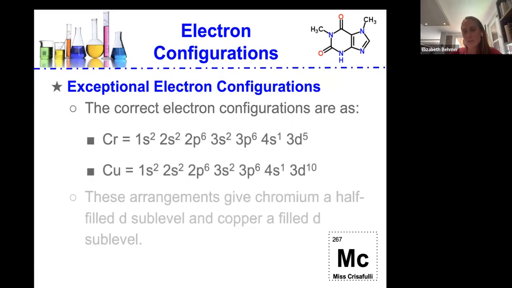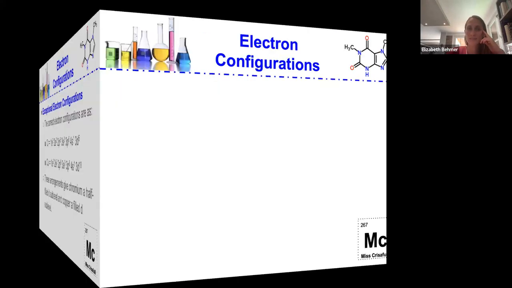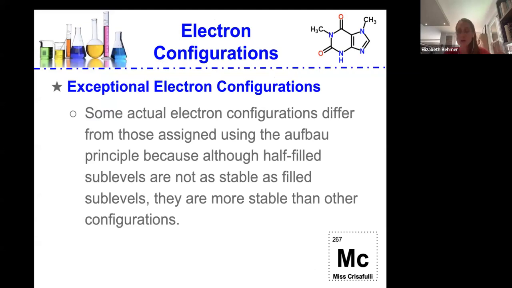And these arrangements will actually give chromium a half-filled d sublevel and copper a filled d sublevel. So just keep that in mind. There are a couple of exceptions to that electron configuration rule. Some actual electron configurations will differ from those assigned using the Aufbau principle because although half-filled sublevels are not as stable as a filled sublevel, they are more stable than other configurations. So we have some exceptions to this rule: the half-filled sublevel is not as stable as the filled sublevel, but it's still more stable than any other configuration.